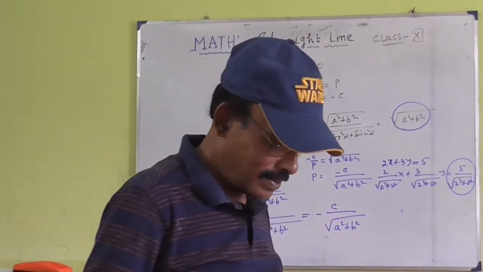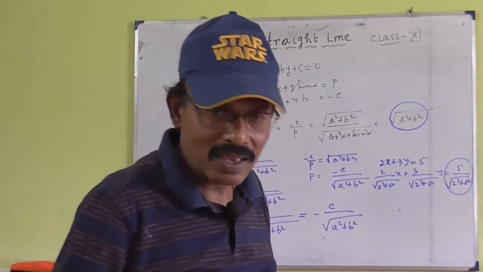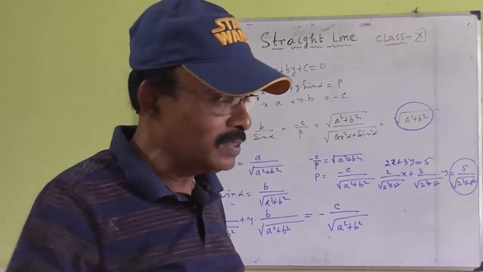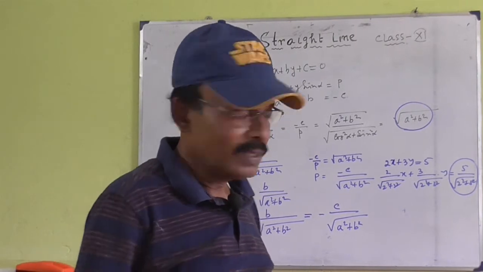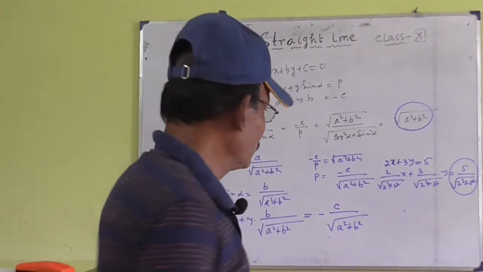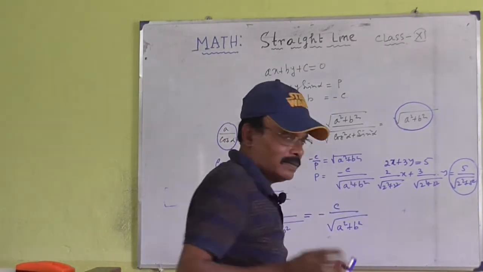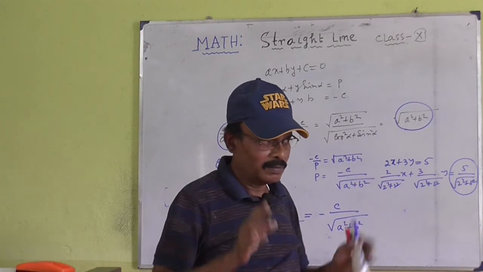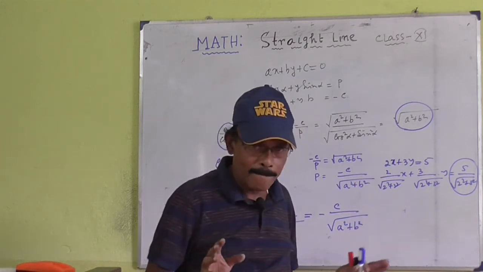But here a very important question arises: P must be positive, because P denotes the length, but C may be negative or positive. Okay. I will discuss this later, the theorem on C and P.